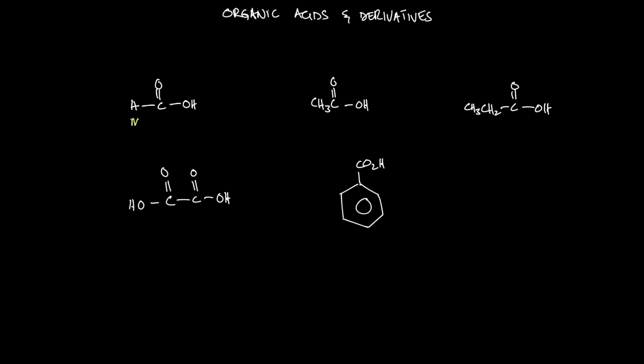So here you have methanoic acid, ethanoic acid, propanoic acid, and so on. And then this is ethane dioic acid. Sometimes you'll see it come up as ethane 1,2 dioic acid, but again, numbering isn't necessary. It's redundant in this case. You know the acids will be on carbons 1 and 2. And then you have benzoic acid.